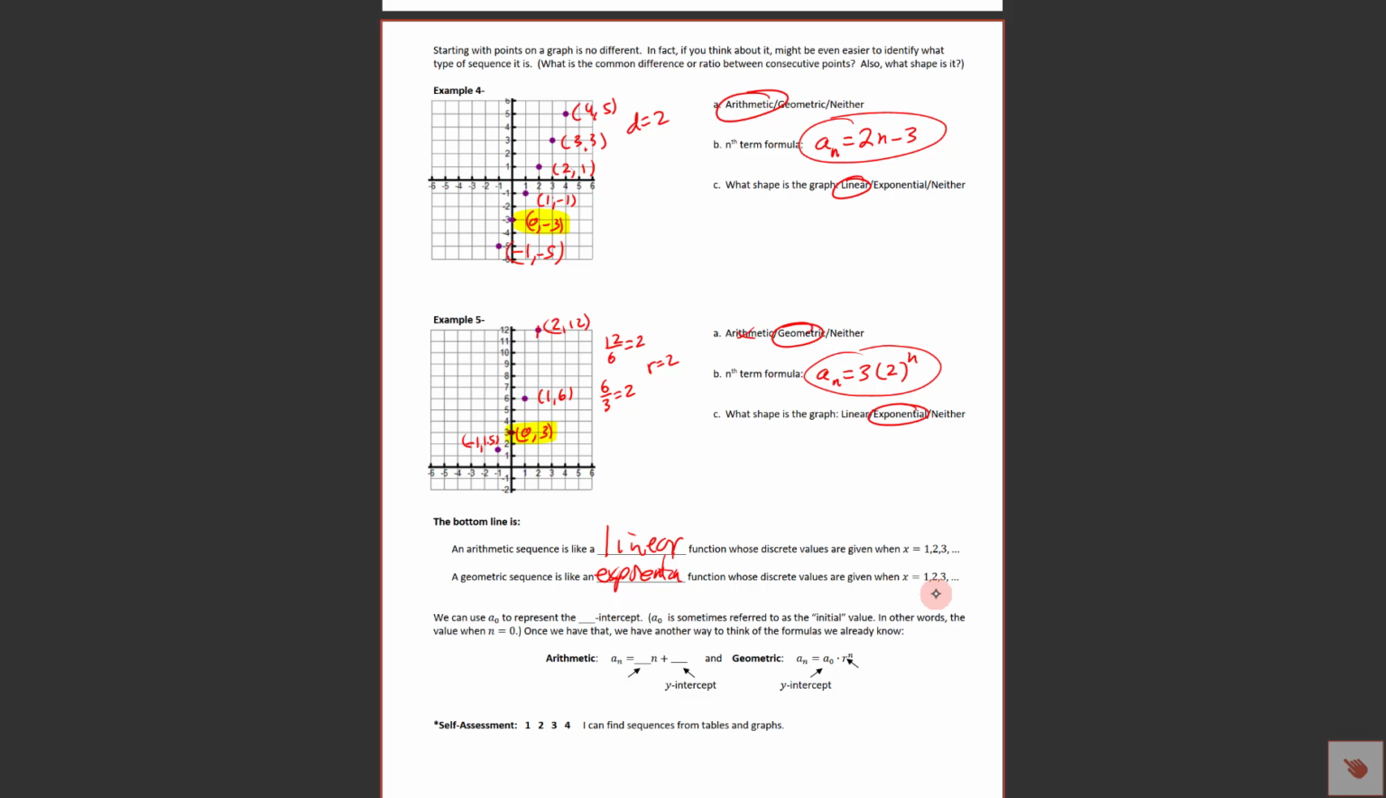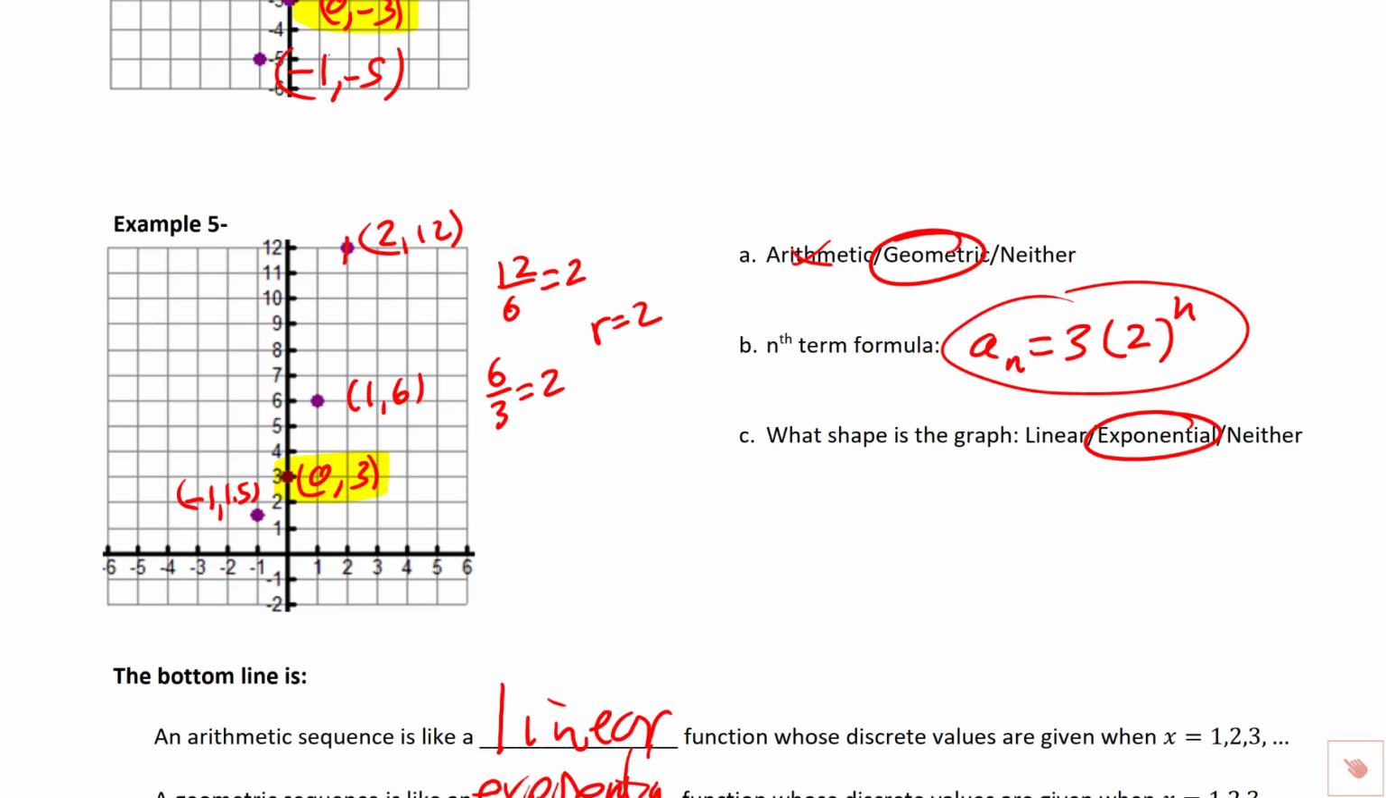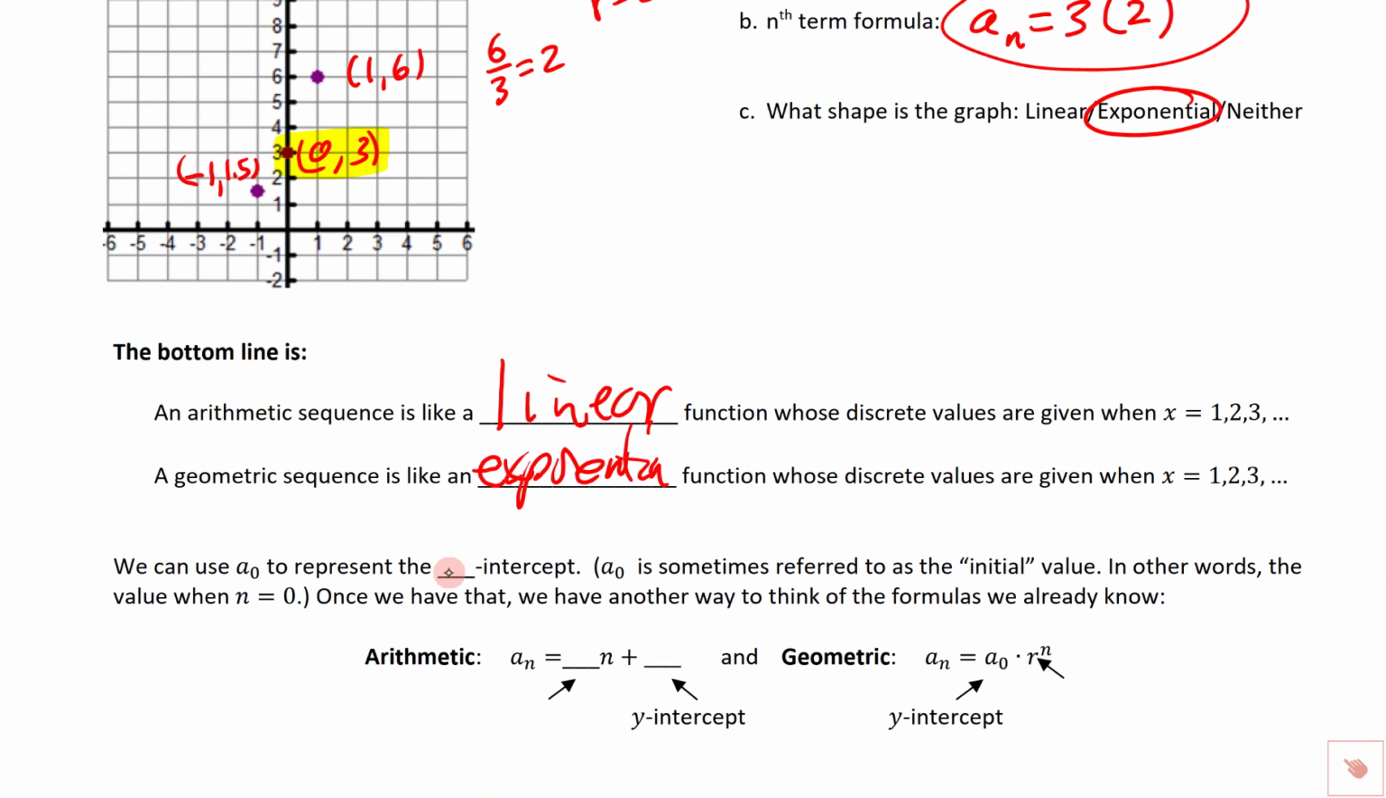Okay? So, coming back here, I'll zoom in on this just a little bit. We can interpret a naught to represent the y-intercept. And remember, a naught is sometimes referred to as the initial value, or the value when n is equal to 0. Once we have that, it's really easy to see why our formulas turned out the way they did. With arithmetic, it was d times n plus a naught. So d is the common difference. If you know the common difference, you just put that in front of the index. And then this is the y-intercept, which we call a naught. And for geometric, we put the y-intercept right in front here, and then this is the common ratio. That's what we multiply by to get from one term to the next.